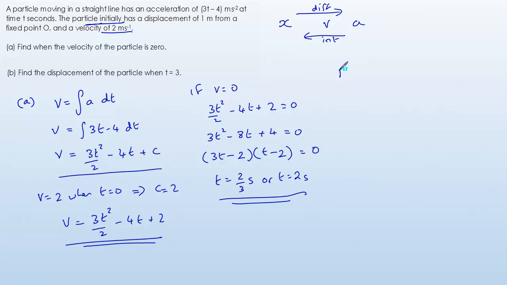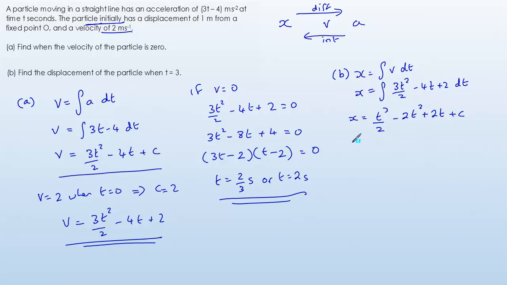Now, in part B we want displacement. So that's going to be the integral of velocity. So that's the integral of 3t squared over 2 minus 4t plus 2. So that's going to be 3t cubed over 6, and we can simplify that to t cubed over 2, minus 4t squared over 2, so that's minus 2t squared, plus 2t plus a constant.